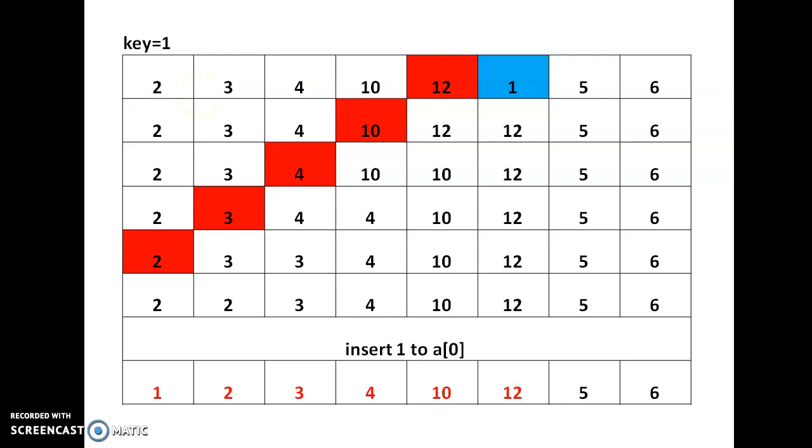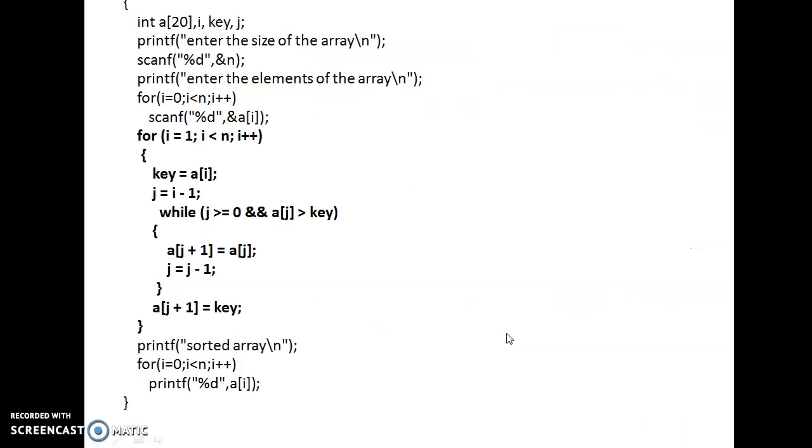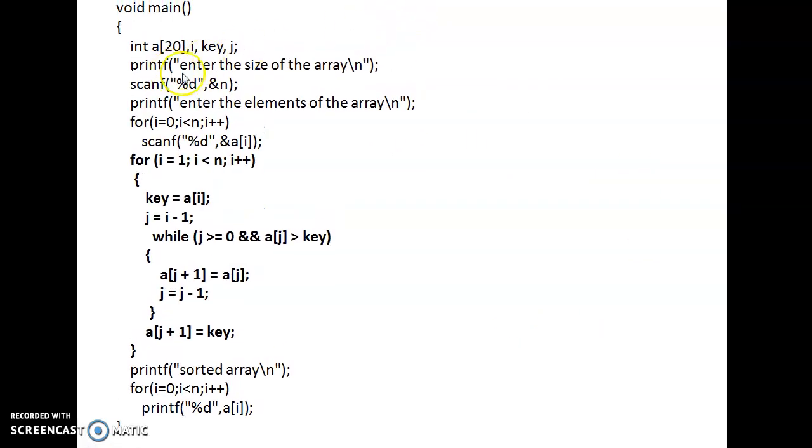And whenever we are going to insert that particular element, the insertion is happening at J plus 1. Every time the insertion is happening at J plus 1. Now we will see the program or the logic that we are having. So the size of the array is considered as n. See this one, we are entering the size of the array and we are reading the elements of the array. This is as usual.